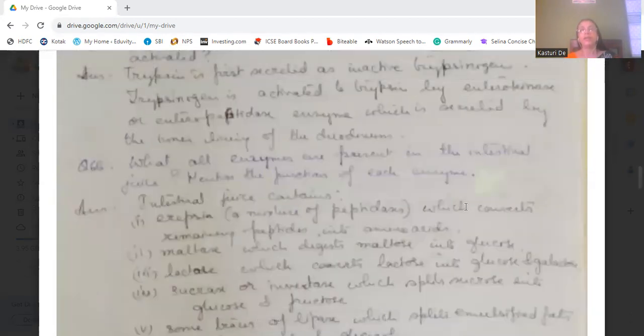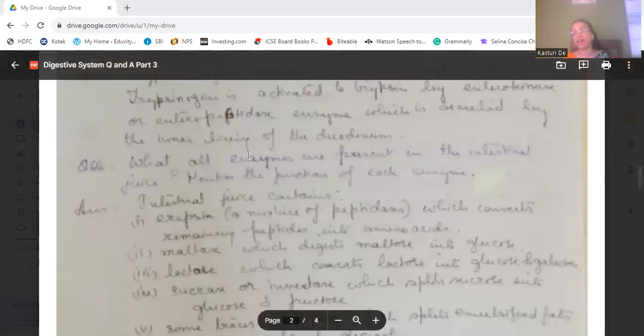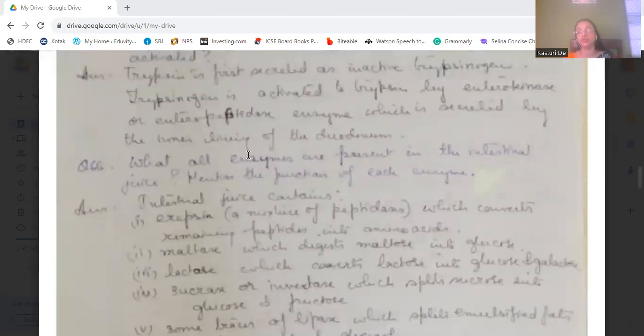Then what enzymes are present in the intestinal juice? Mention the function of it. Trypsin acts on peptides, polypeptides, and leftover proteins. Now, intestinal juice has five types of enzymes. One is erepsin, which is a mixture of peptidases.